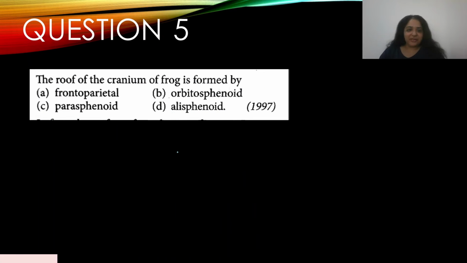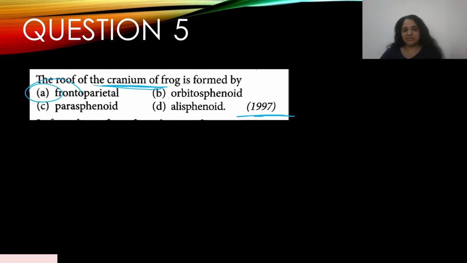Alright, so question number 5. The roof of the cranium of frog is formed by, this appeared in 1997, A. Frontoparietal, B. Orbitosphenoid, C. Parasphenoid, and D. Alisphenoid. So the roof of the cranium of frog is formed by frontoparietal bone.